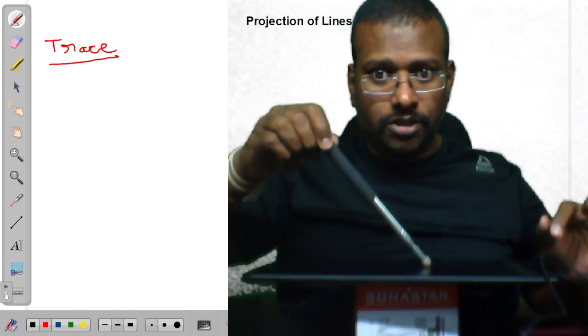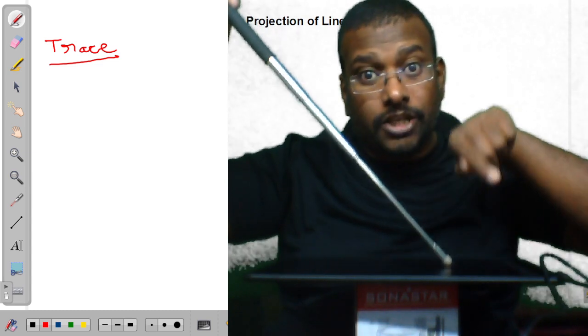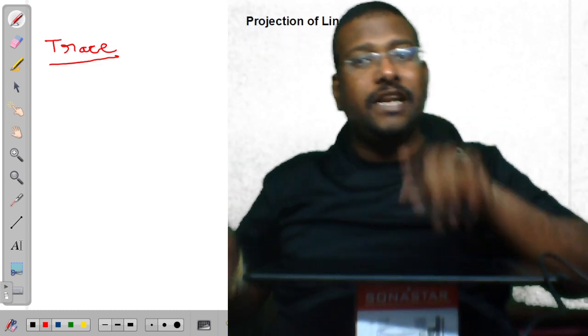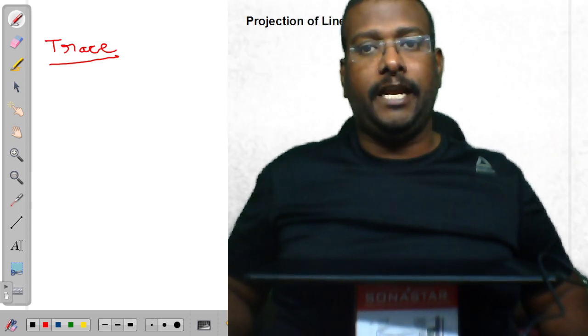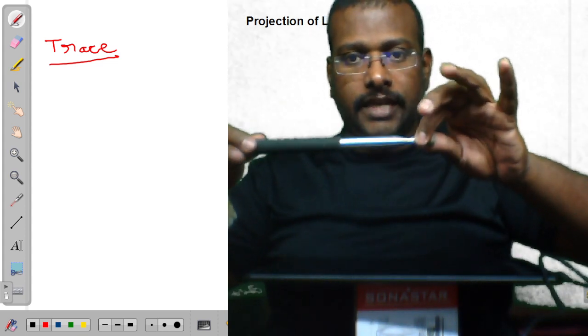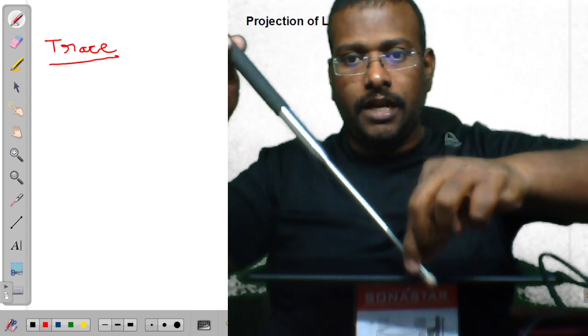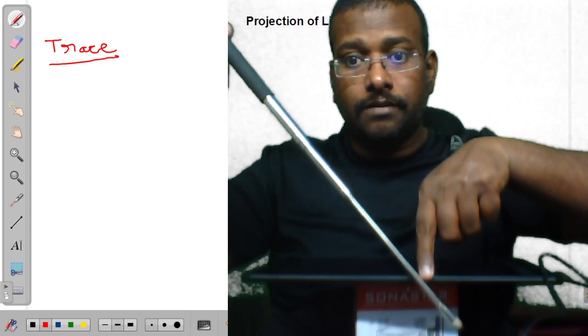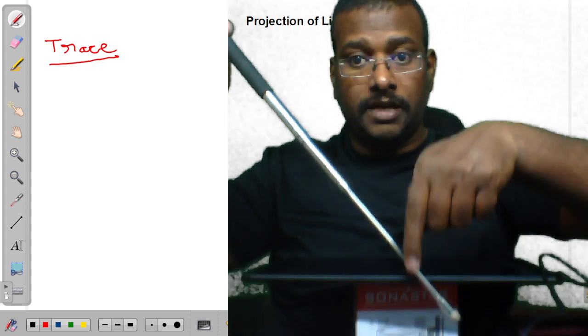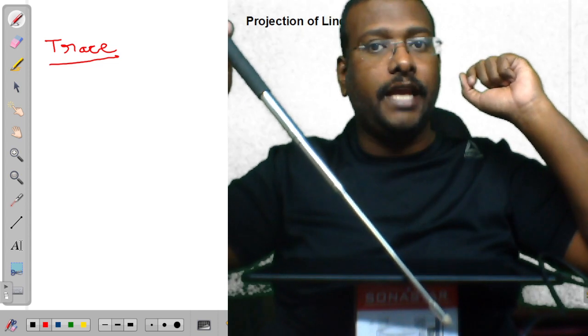The object or its extension where it intersects or cuts the principal plane is called a trace. Observe, in this case it won't have the trace. Once it is inclined, if I extend it, it is intersecting here. I can bring it down also, but it is intersecting here. This is called a trace.